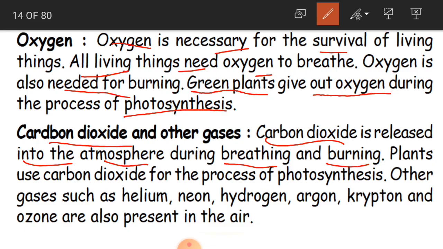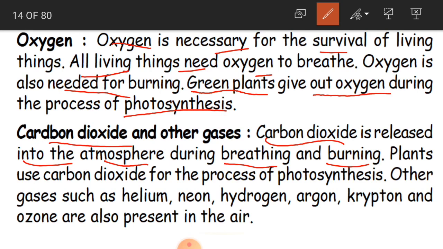So when it is burning, even when the fire is burning, carbon dioxide is released. Okay children, so that is why we say that this gas is released during breathing and burning. Plants use carbon dioxide for the process of photosynthesis. See, plants, what do they do? They breathe in the carbon dioxide and breathe out the oxygen. So it is like reverse.